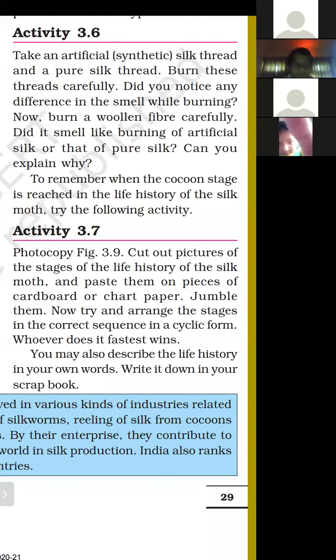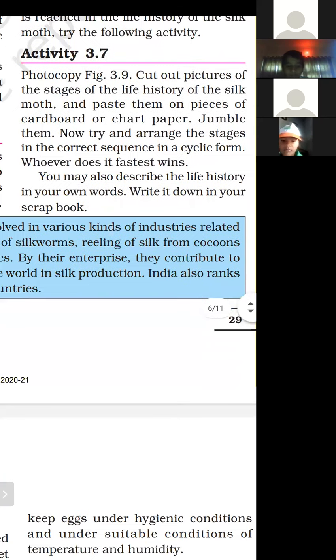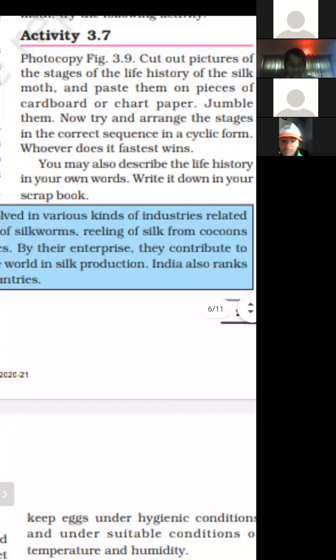So can you explain why? Now burn a woolen fiber carefully. Did you smell the burning of artificial silk or that of pure silk? No, there is a difference. To remember when the cocoon stage is reached in the life history of the silk moth, try the following activity. So we are doing another activity to understand the life history of the silk moth.